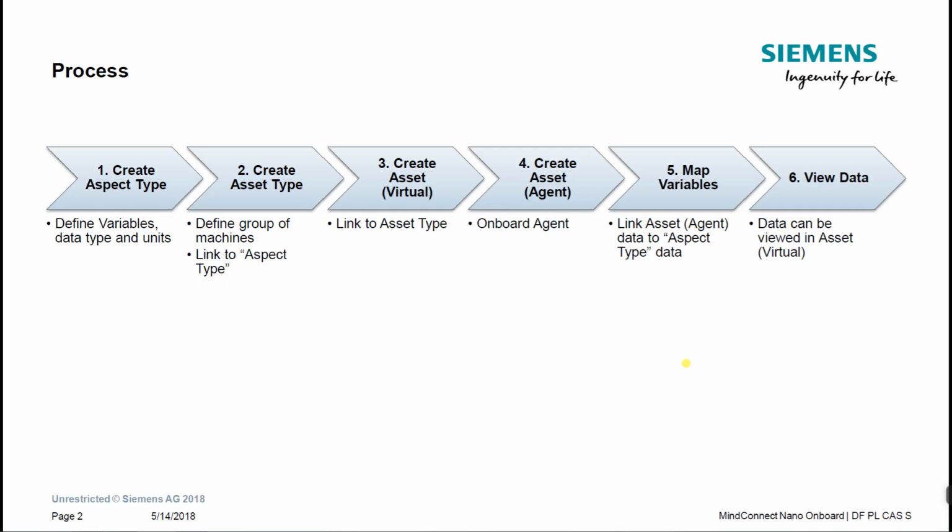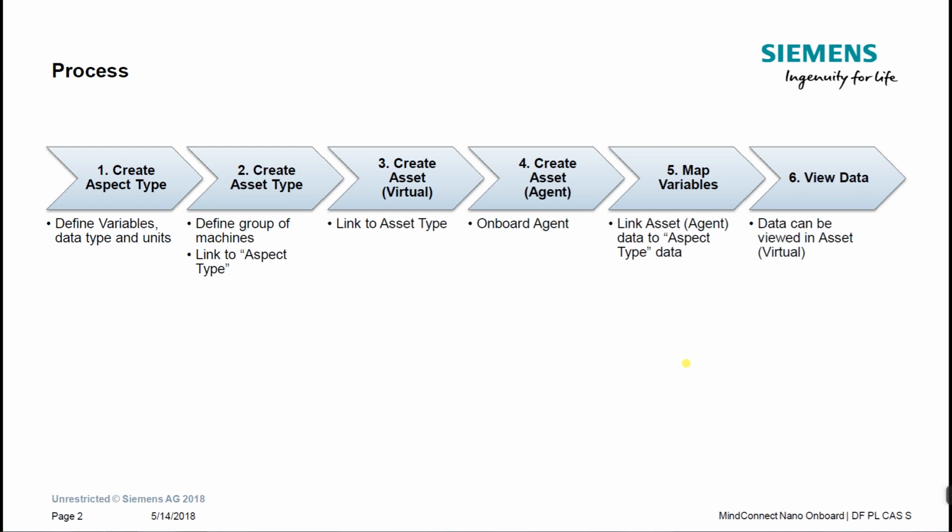The current process for onboarding a MindConnect Nano onto MindSphere is as shown on this page. First of all, you create an aspect type defining the variables, the data type, and the units. Then you create the asset type, where you define the group of machines and also link back to the aspect type. Step 3, you're creating the virtual asset. This is where you'd ultimately be able to visualize the data being pushed into MindSphere. But you do need to link this back to the asset type previously created.